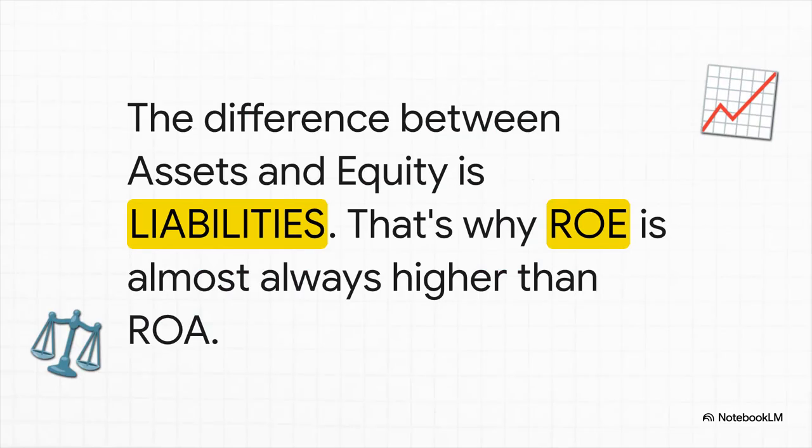And this is the secret sauce. Just think back to your basic accounting equation. Assets equals liabilities plus equity. The only thing separating the denominator of ROA from ROE is debt, liabilities. And since any company with debt will have more assets than equity, the ROE is almost always going to be higher than the ROA. This introduces a really powerful concept.